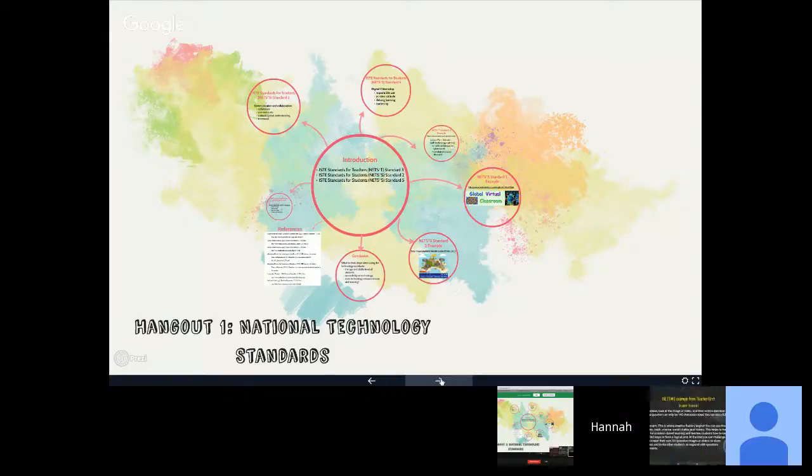In Student Standard 1, students demonstrate creative thinking, construct knowledge, and develop innovative products and processes using technology. This includes applying existing knowledge that they already have to new projects. They can create original works as a means of expression and use models to explore complex systems and issues. This helps them to identify trends and forecast possibilities.